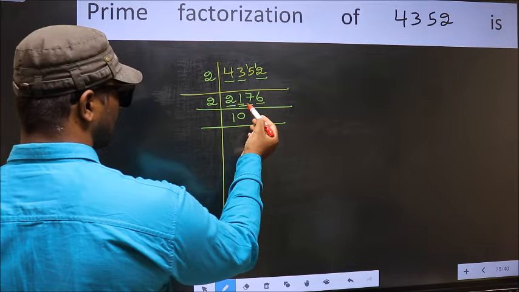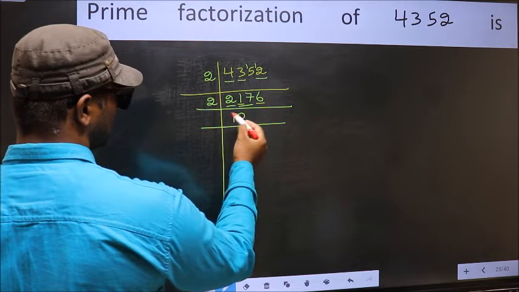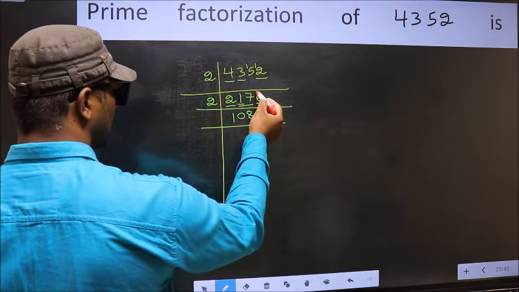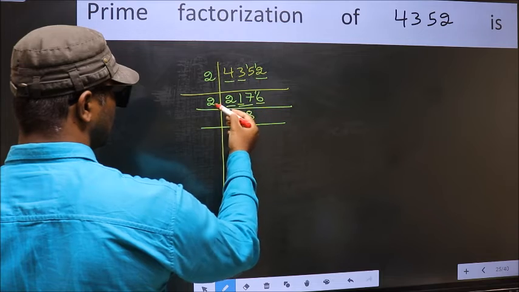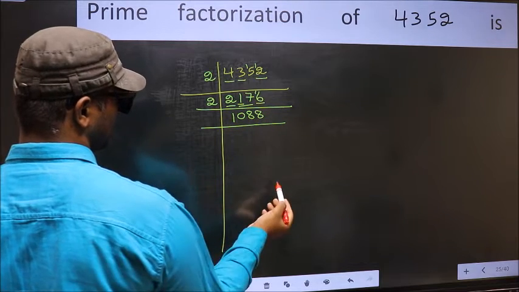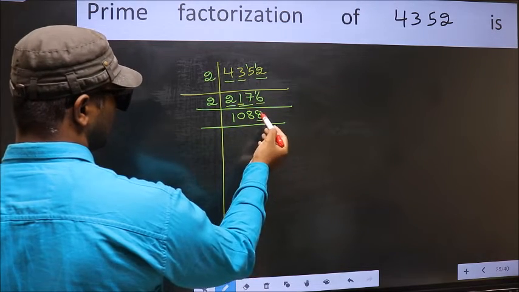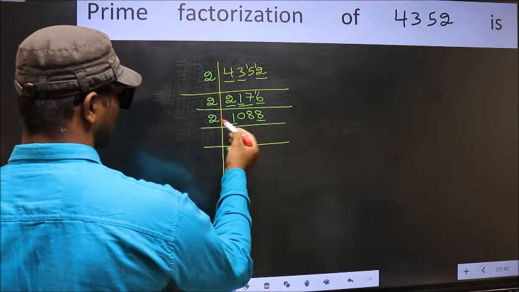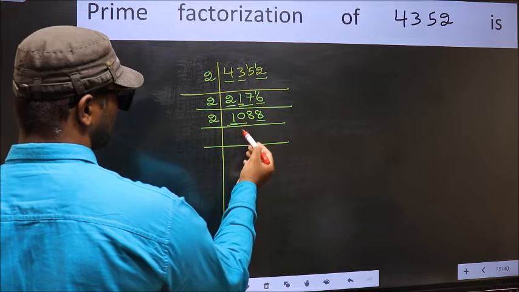Now 17, a number close to 17 in the 2 table is 2 8's 16. 17 minus 16, 1. 1 carried forward, 16. When do we get 16 in the 2 table? 2 8's 16. Now the last digit 8 is even, so take 2. First number 1 is smaller than 2, so take 2 numbers, 10.